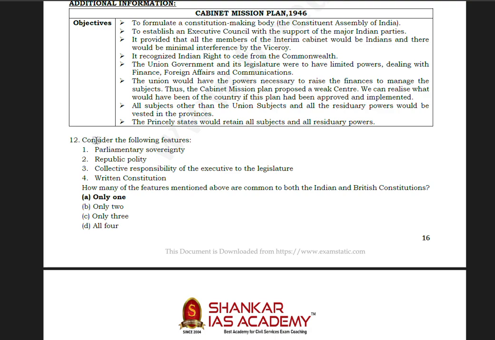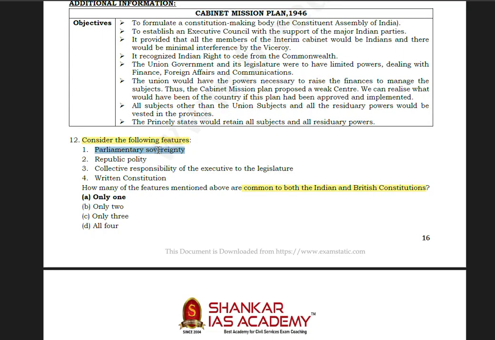So consider the following features. How many of the features mentioned above are common to both the Indian and the British Constitution? You have to just choose how many of them are common to the Indian and British Constitution. So let us discuss one by one.